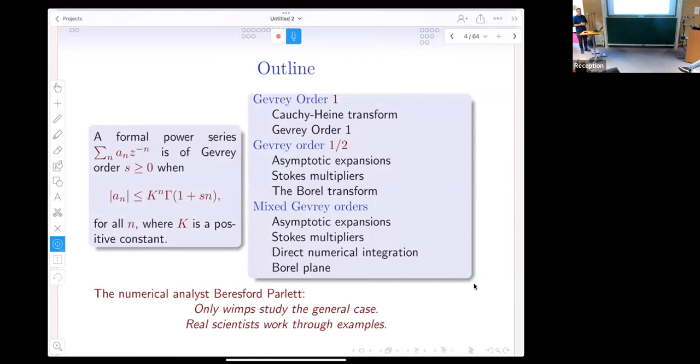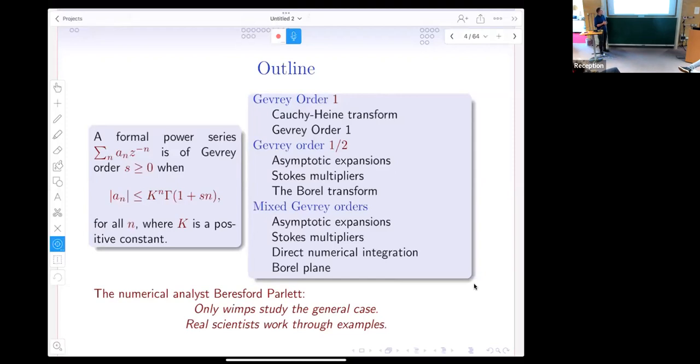I actually start with an example. I don't start with my general Gevrey class and all the possible solutions there. No, I start with a simple ODE that lives in a certain Gevrey class, and I work with that. And then I just try to get everything that you can obtain for it. But in this talk, I will start with Gevrey order one and also introduce the Cauchy-Heine transform.